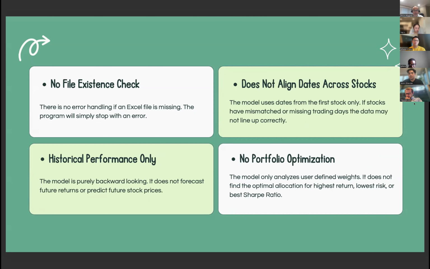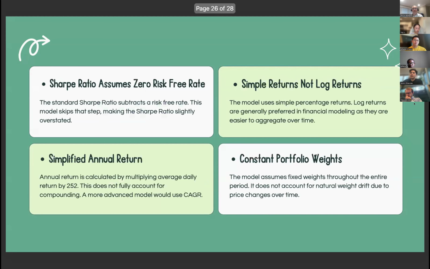And the model also only provides historical performance. So it does not forecast future returns or predict future stock prices, like I previously mentioned. And also, there's no portfolio optimization. The model only analyzes user-defined weights. It does not find the optimal allocation for highest return, lowest risk, or best Sharpe ratio. And the standard Sharpe ratio subtracts a risk-free rate. This model skips that step, making the Sharpe ratio slightly overstated.